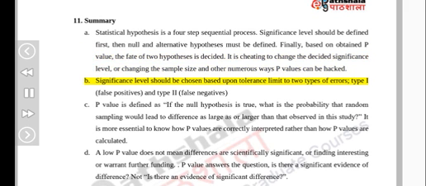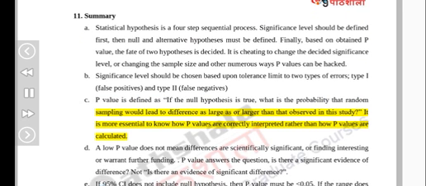B. Significance level should be chosen based upon tolerance limit to 2 types of errors, type 1 false positives and type 2 false negatives. C. P-value is defined as, if the null hypothesis is true, what is the probability that random sampling would lead to a difference as large as or larger than that observed in this study? It is more essential to know how p-values are correctly interpreted rather than how p-values are calculated.